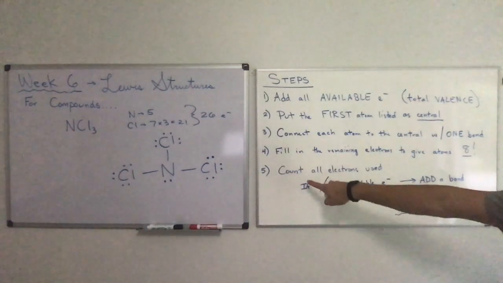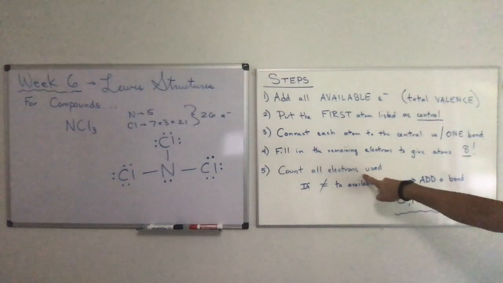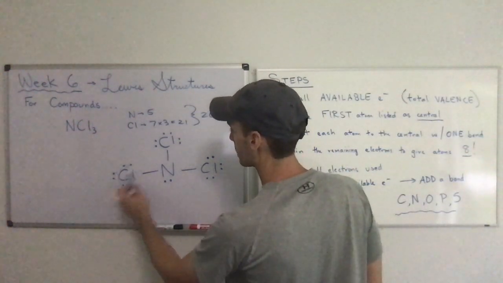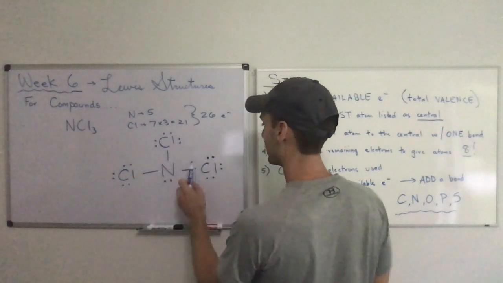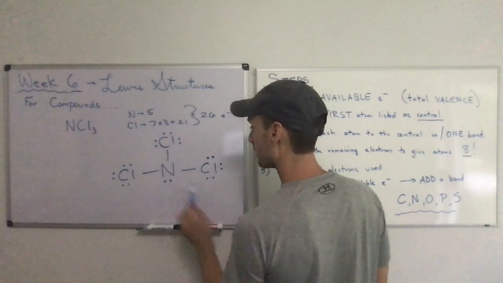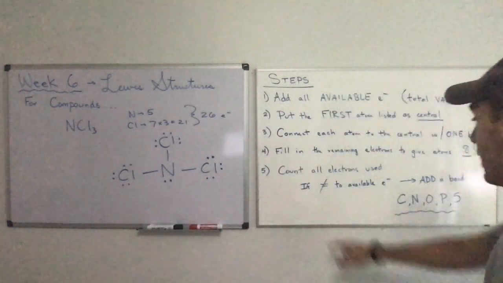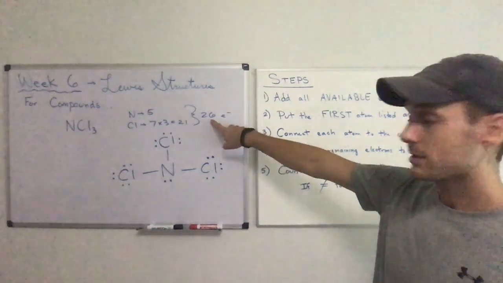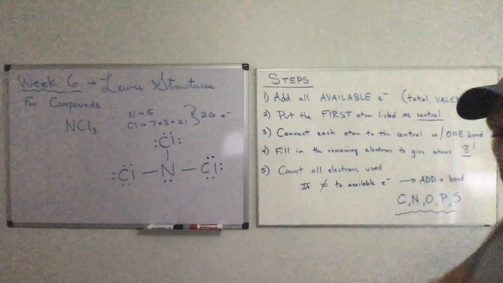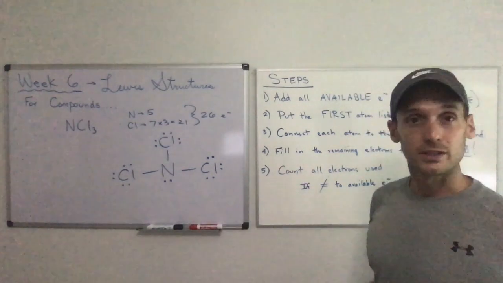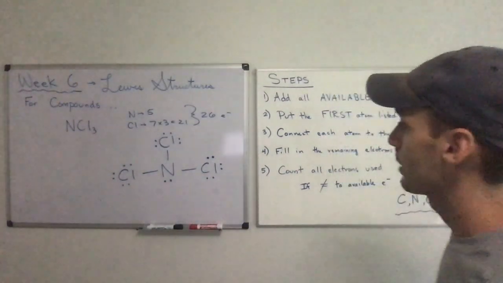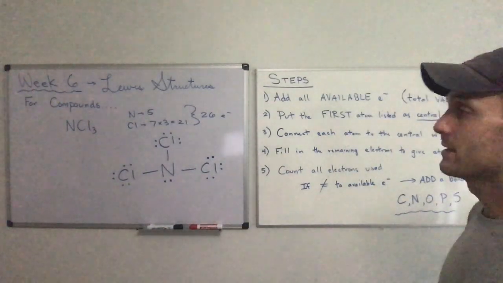Okay. Now we have to count all of the electrons used. So we've got 8 around this chlorine, 8 here, that's 16, 8 here, that's 24, 25, 26. We are equal to the amount of electrons used, so we don't have to go on to this last step. We are done with this structure. So you can see the two-dimensional structure of nitrogen trichloride just by doing these steps.